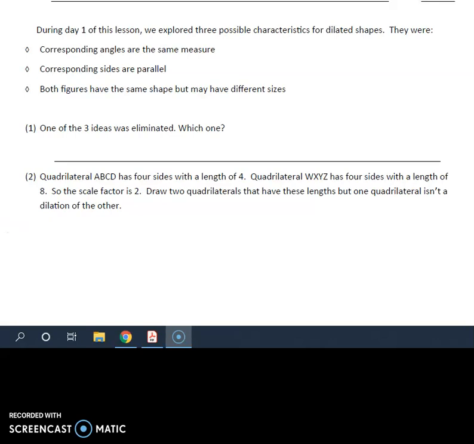So last week we talked about what things were working well and what things were not working well in terms of deciding if the shapes were similar or not. So the first question is, based on the three possibilities, which ones worked and which ones didn't work.